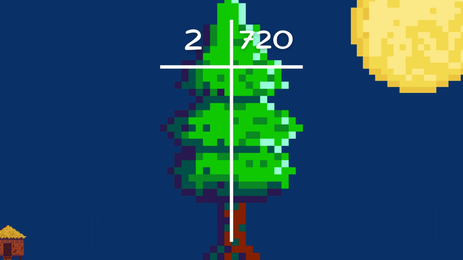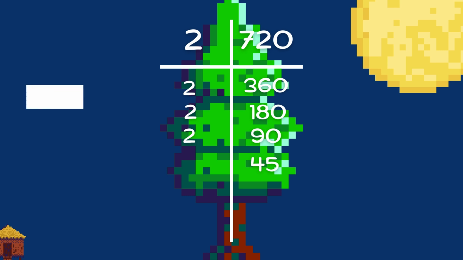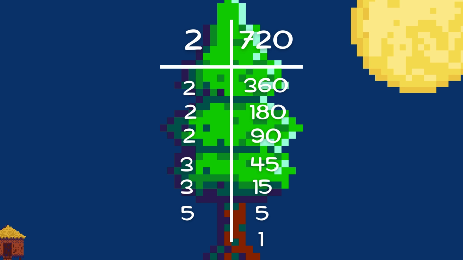So, let me start with 2. 720 divided by 2 is 360. Divide it again, and we get 180, then 90, then 45. From 45, we can either divide by 3 or 5. I'm going to divide by 3, which gives us 15. Divide again, and we get 5. At this point, we can only divide by 5, which will give us 1. Since 1 has no factors other than itself, that is our finishing point.